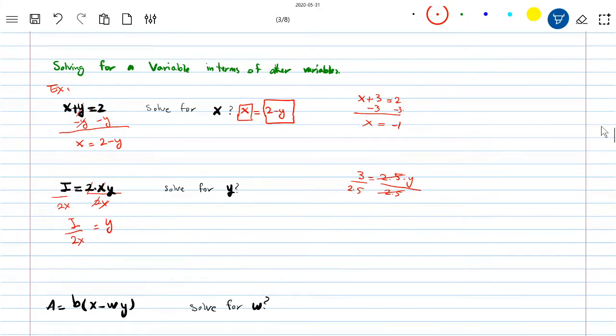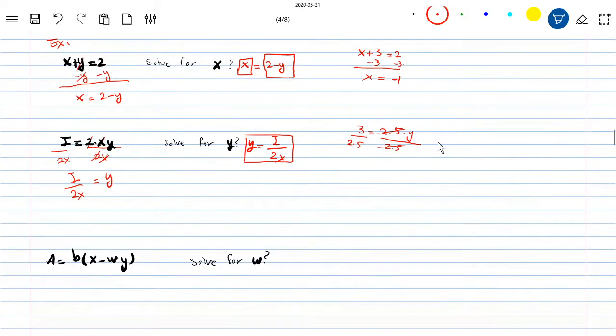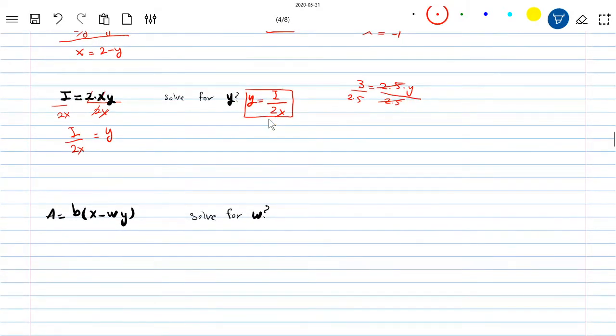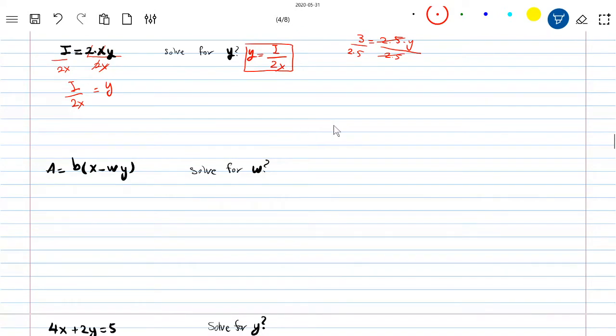Again, if your variable is isolated by itself, then you have answered the question, what is y? y equals I divided by 2x. It depends on the other variables, I and x. Whatever I pick for I and x, I can figure out what y is. It looks very simple, and you can think about it as numbers always, whatever you do.